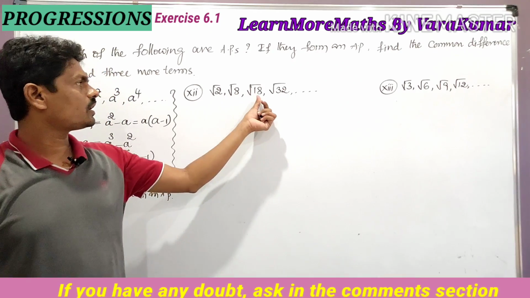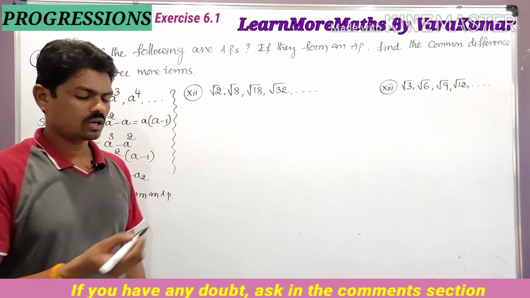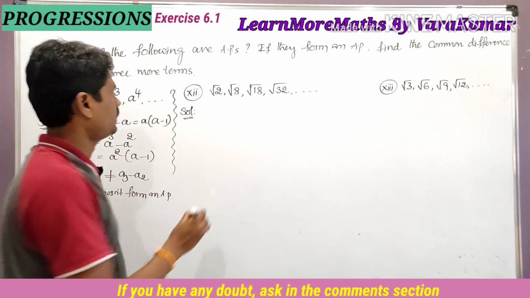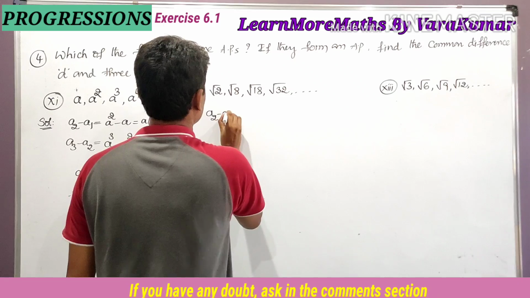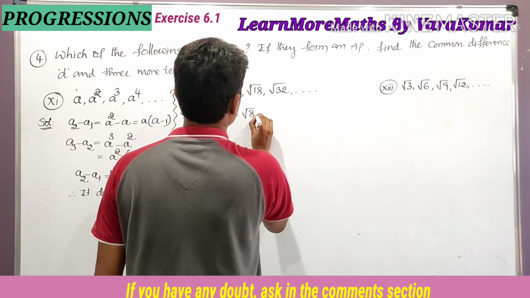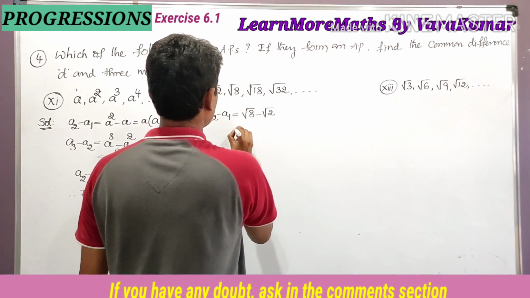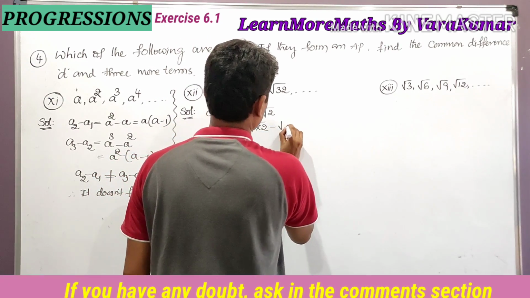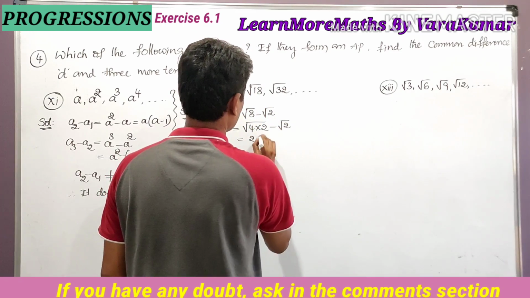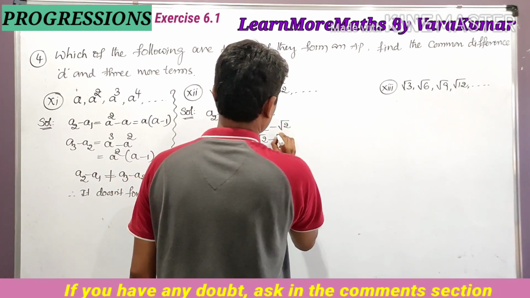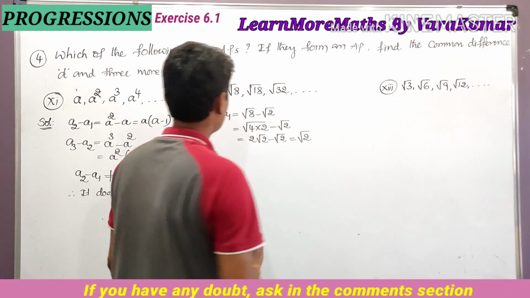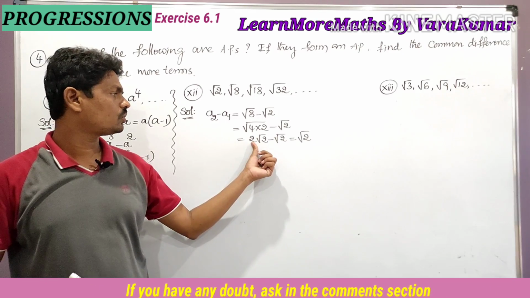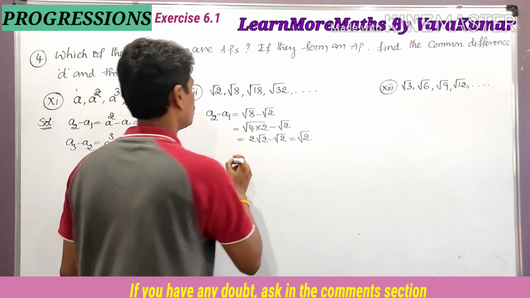Root 2, root 8, root 18, root 32 and so on. Student, again you have to find a2 minus a1. So a2 minus a1 is equal to root 8 minus root 2. Root 8 can be written as root 4 into 2, that is 2 root 2, minus root 2, so we get root 2.